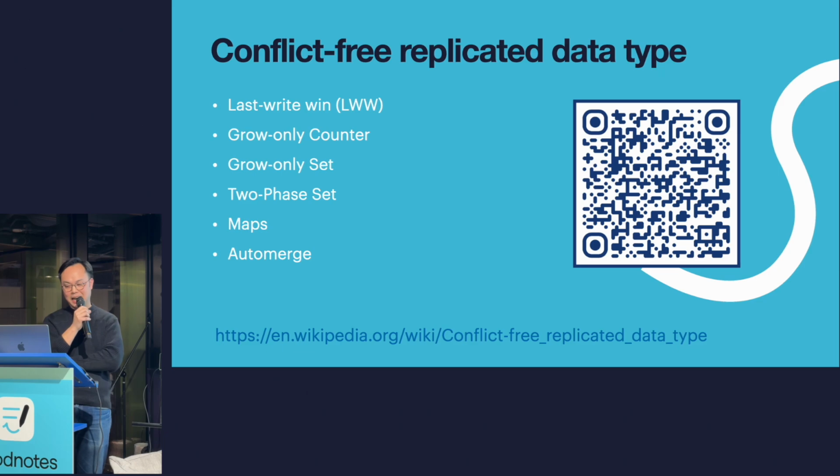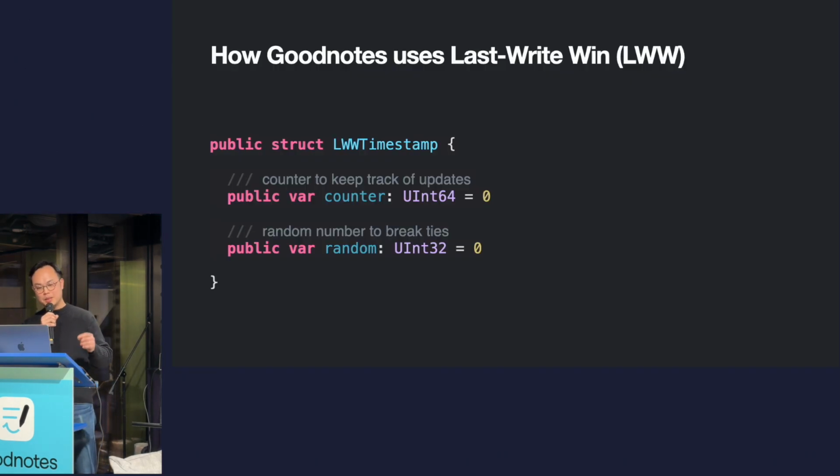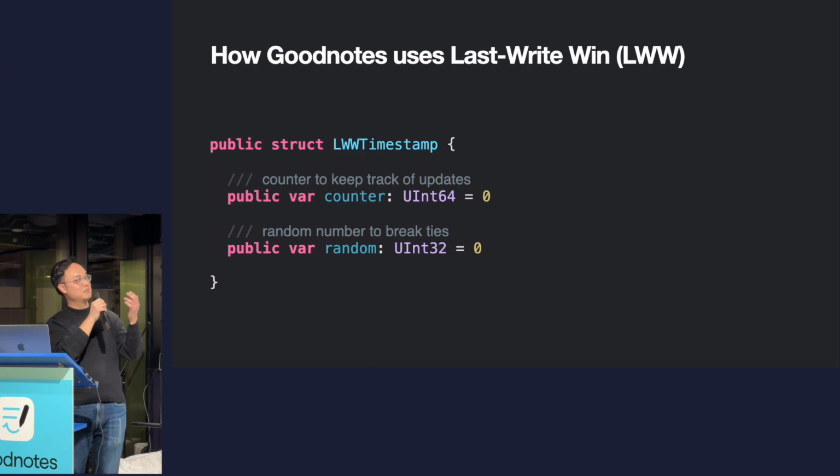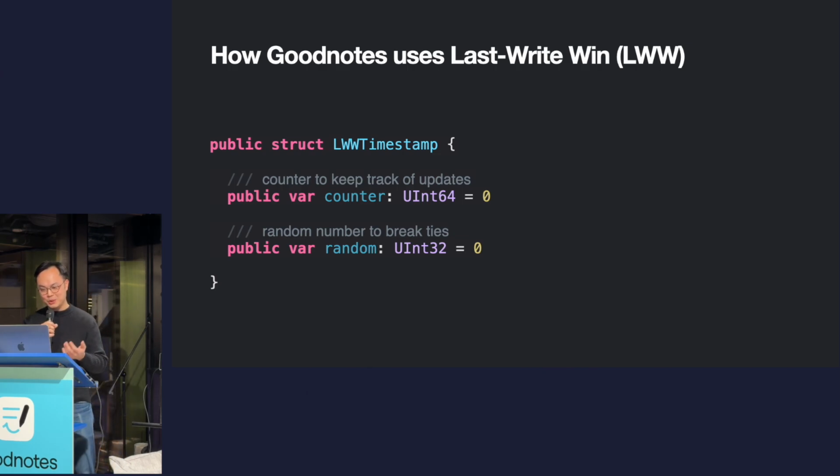There are many different types of CRDTs. Some are simpler, like a grow-only counter. Some are more structured, like maps or Automerge, which promise better developer experience and the ability to handle more complex use cases. But today, we will focus on one of them, last-writer-wins, or what we call LWW, and how we use it at Goodnotes. The LWW timestamp is a building block of our data model. We have a bunch of them, for example, LWW string, LWW double, and LWW page rotation, which I will be using as an example to describe how things work.